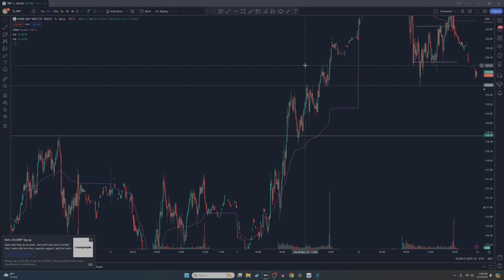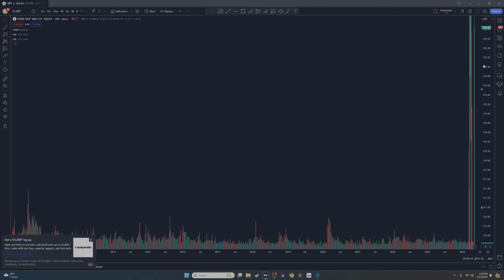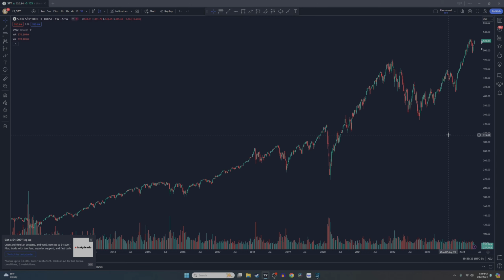All right, it's another Sunday, and it's time to review the market. We're gonna remove all drawings and set this thing up right from the beginning. So we're looking at SPY. This is a 1 week chart.